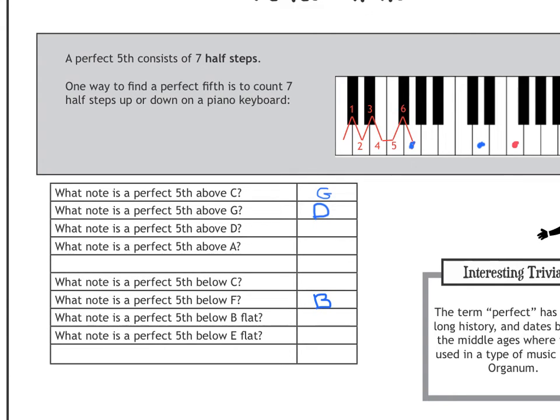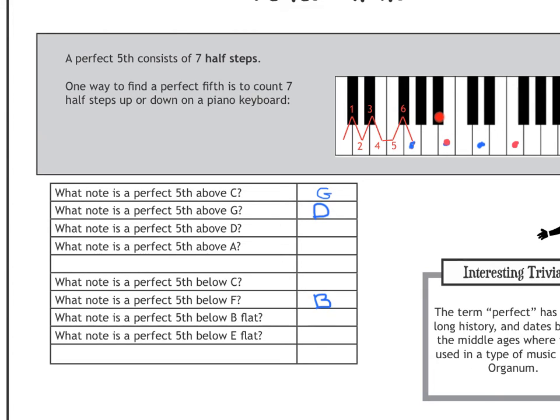I have to check. I'm going to first mark down the B key as my answer, whoops, with red. And now I'm going to actually count those half steps. Do I have 7 half steps between my beginning note and my answer? Well, let's count. 1, 2, 3, 4, 5, 6, 7. Notice that with 7 half steps, I land on this black key, not the white key.